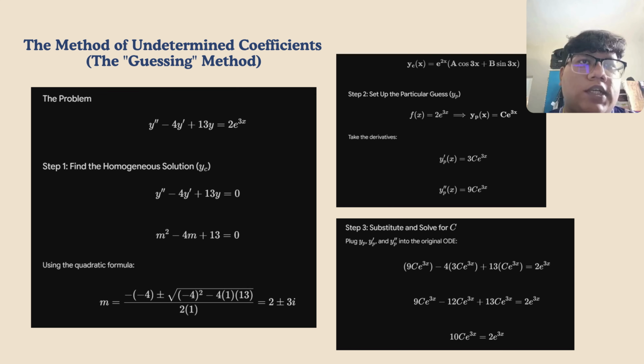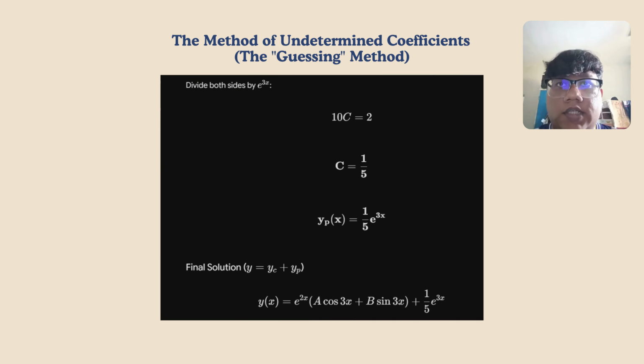9c e to the 3x minus 4 times 3c e to the 3x plus 13c e to the 3x equals 2e to the 3x. So 9c e to the 3x minus 12c e to the 3x plus 13c e to the 3x equals 2e to the 3x. Then we get 10c e to the 3x equals 2e to the 3x. After that, divide both sides by e to the 3x. Then 10c equals 2, so c equals 1 over 5.